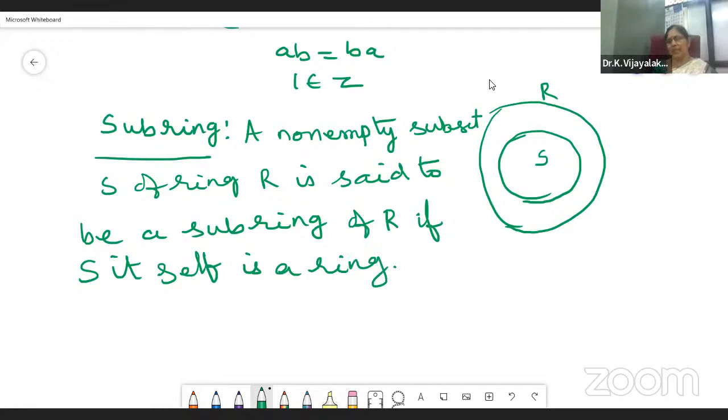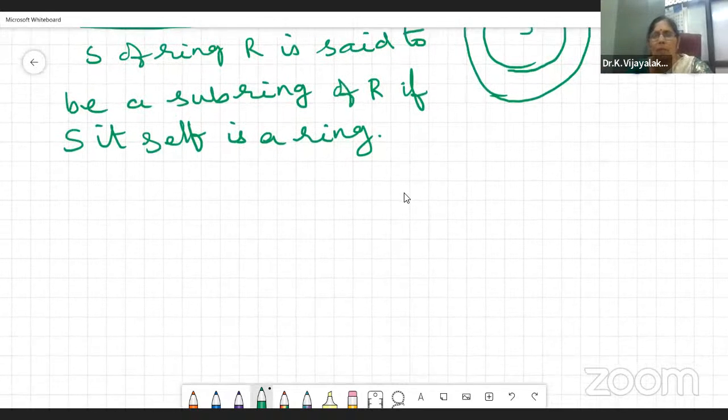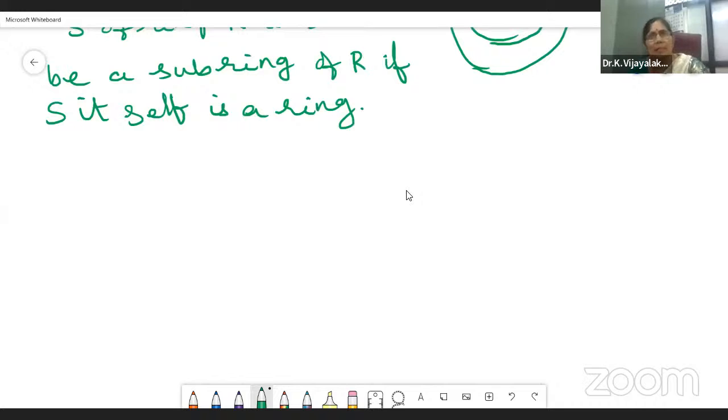A non-empty subset S of ring R is said to be a subring of R if S itself is a ring. That means S is an abelian group with respect to addition, S under multiplication is a semigroup, and distributive laws are satisfied. But every time you want to prove a subset of ring R is a subring, there is no need to verify all these properties.